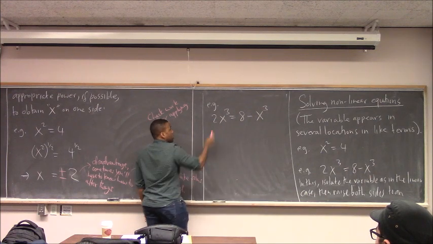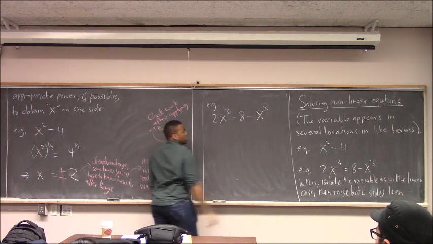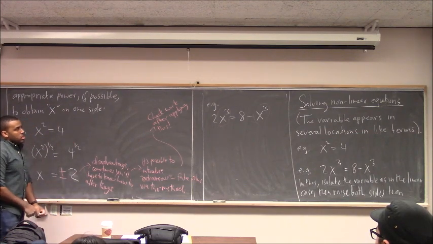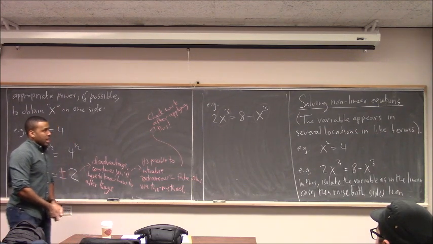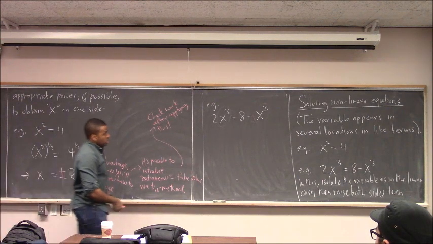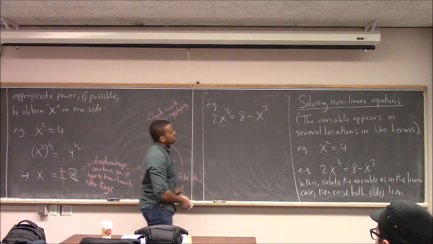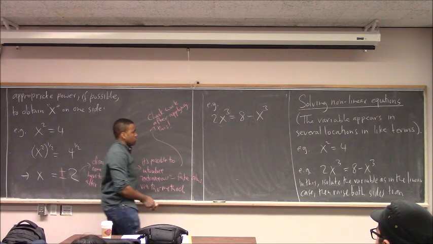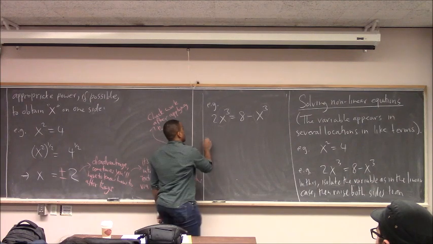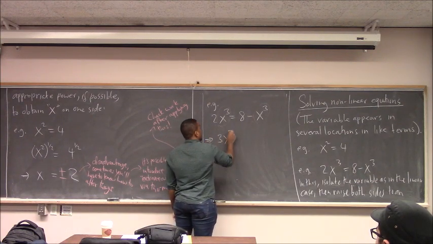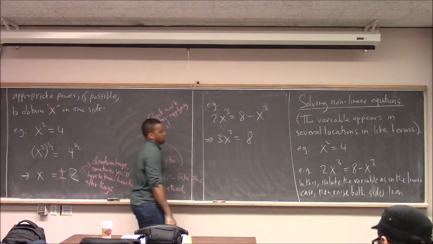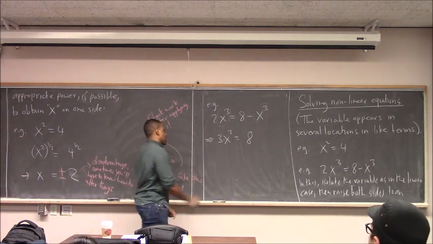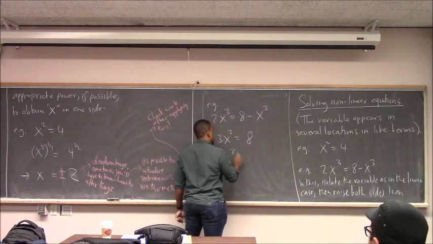So here our variable shows up in several locations. However, notice it's raised to the same power in all locations, so it's in like terms in these locations. So what I can do is isolate the variable just as in a linear equation. So I can add x cubed to both sides, and so I have 3x cubed equals 8. Now this 3 is attached to it. To get rid of it, I can divide both sides by 3.